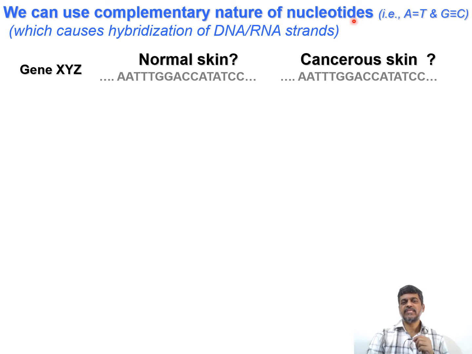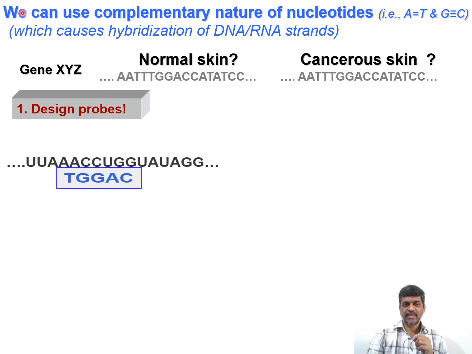Well, we can use the complementary nature of nucleotides. We know A pairs with T, G always pairs with C. This type of complementarity causes hybridization of DNA and RNA strands. I can use that. That means I can design probes.